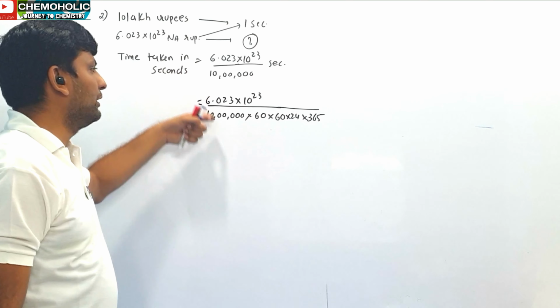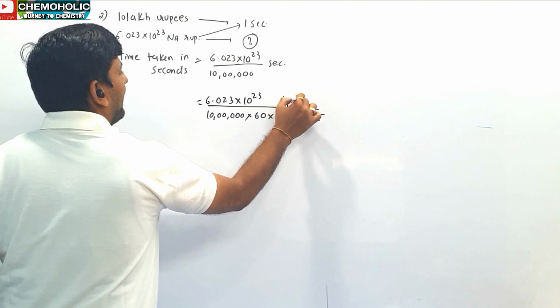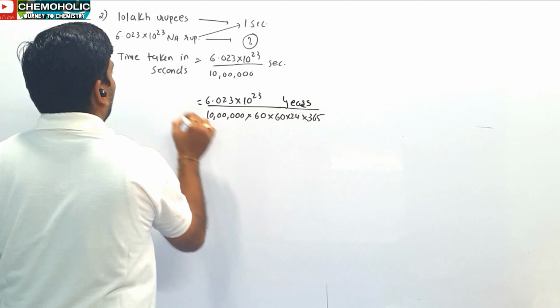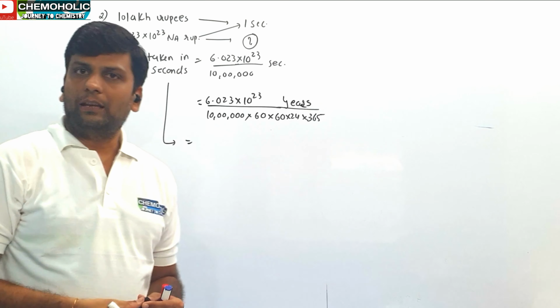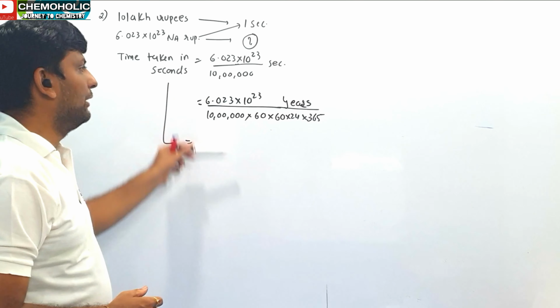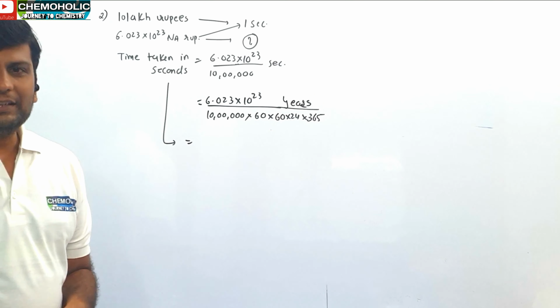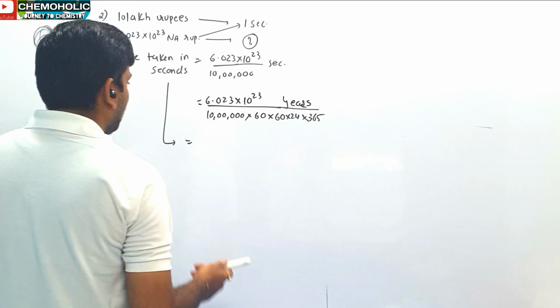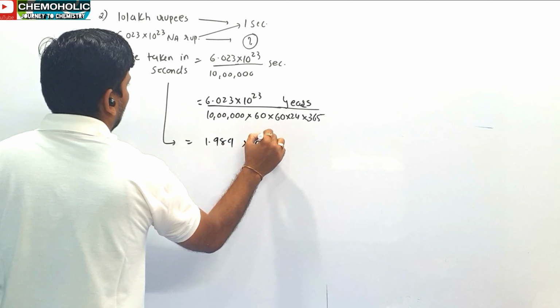Hence, if you divide Avogadro number by this, you will get the number of years required to spend the money equal to Avogadro number. Clear? Now just get divided and you will get your final answer. It is 1.989 into 10 to the power 10 years.